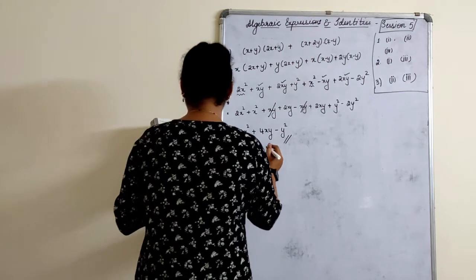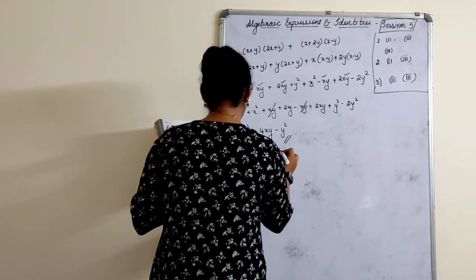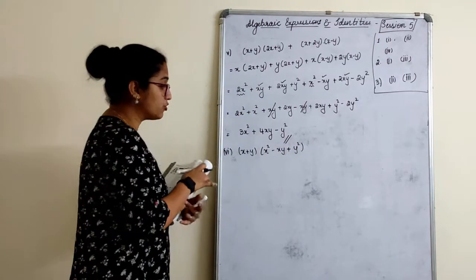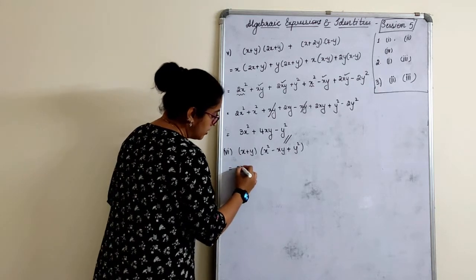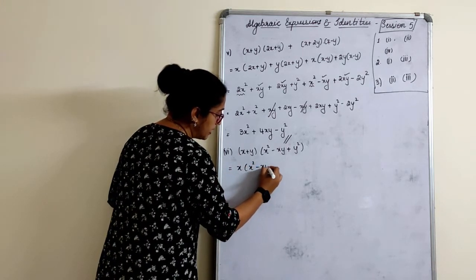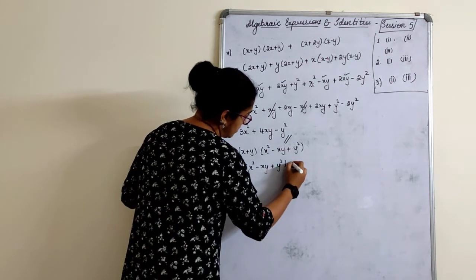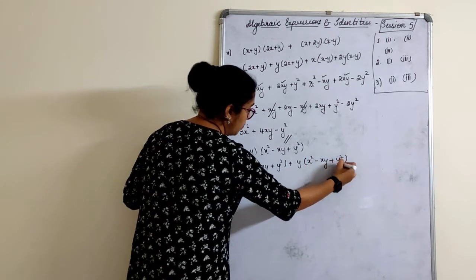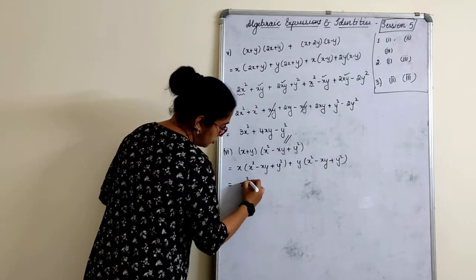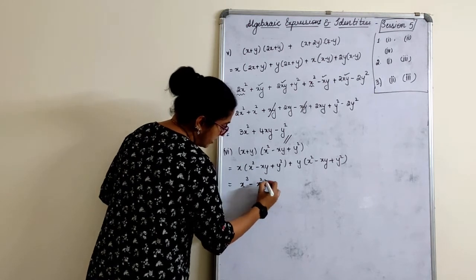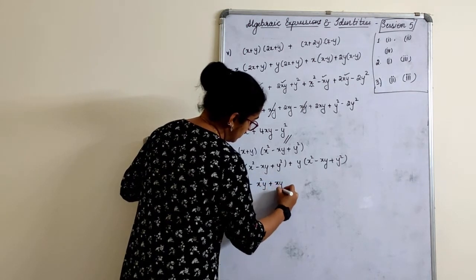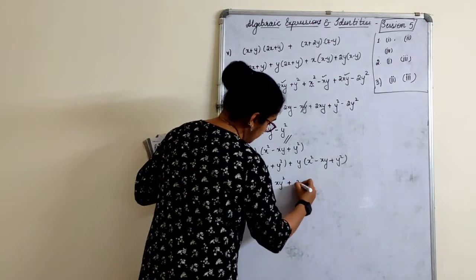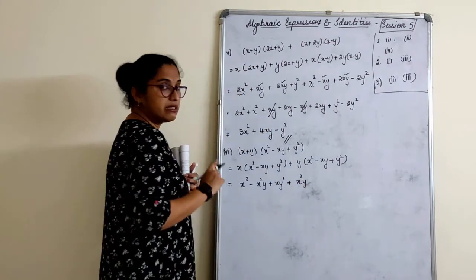x plus y of x square minus xy plus y square. It is a multiplication of a binomial with trinomial. Same rule will apply here. x of x square minus xy plus y square plus y of x square minus xy plus y square. x cube minus x square y plus xy square, just multiply that with whatever powers you have here, plus x square y. Try to write in the same order always.